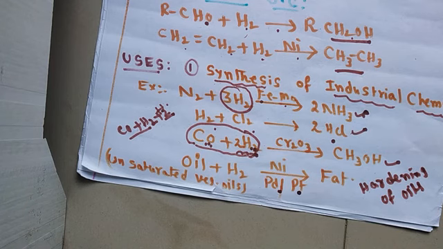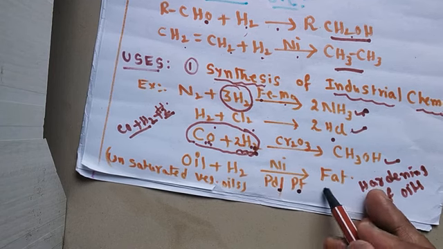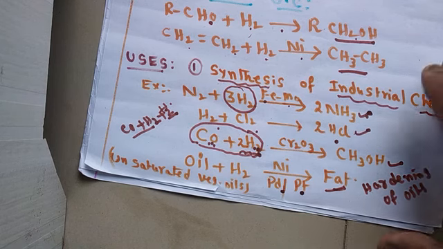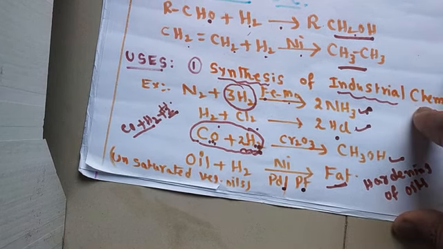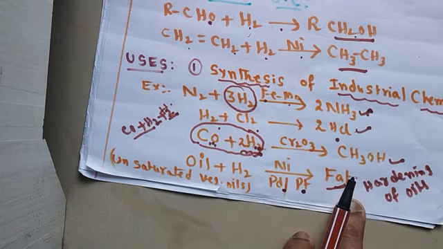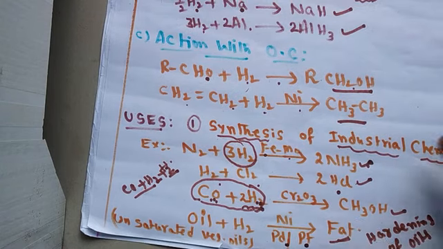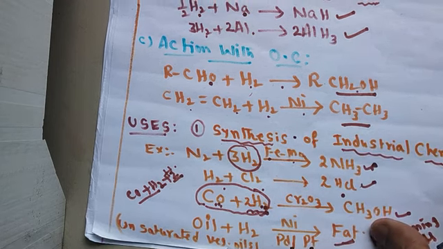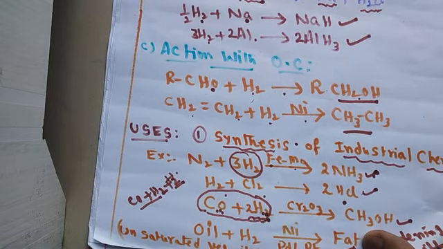Hardening of oils. This is especially used for the production of vanaspati. Production of vanaspati is one of the fats. That's why in hydrogenation of oils, the catalyst used is nickel, platinum or palladium, children. Here unsaturated vegetable oils are converted into fat. In this process also hydrogen is used. So these are some examples of the synthesis of industrial chemicals, children, one of the main uses.